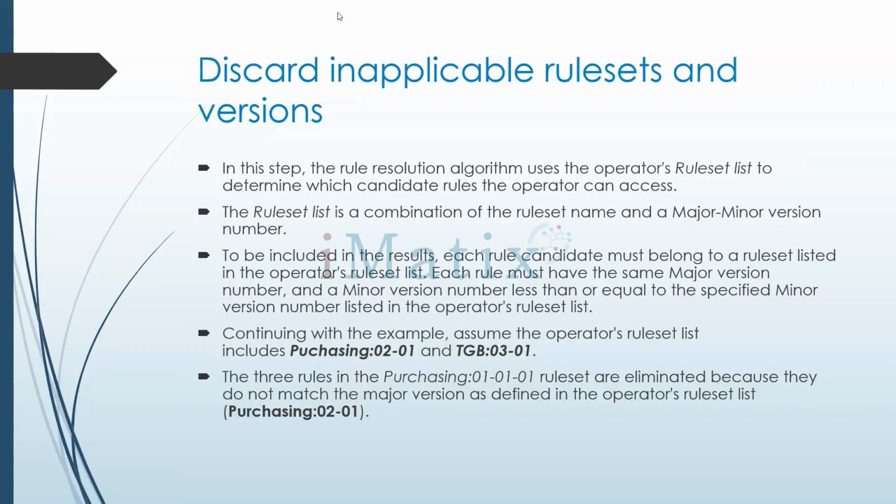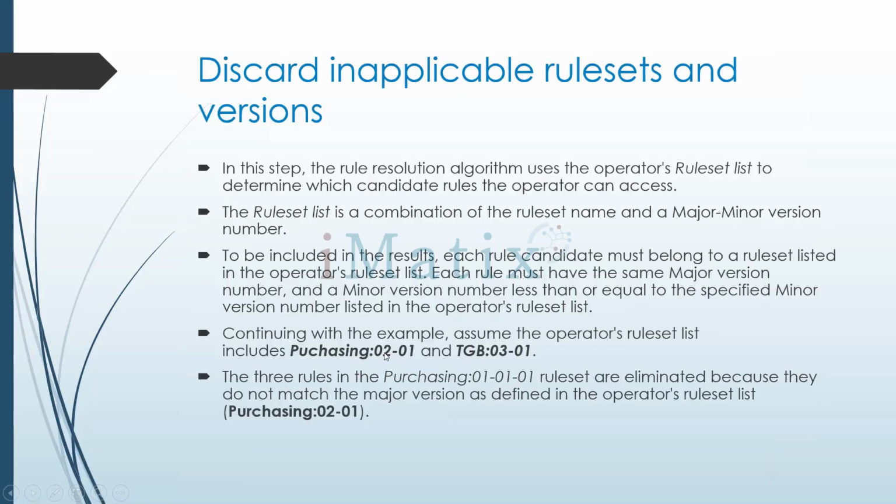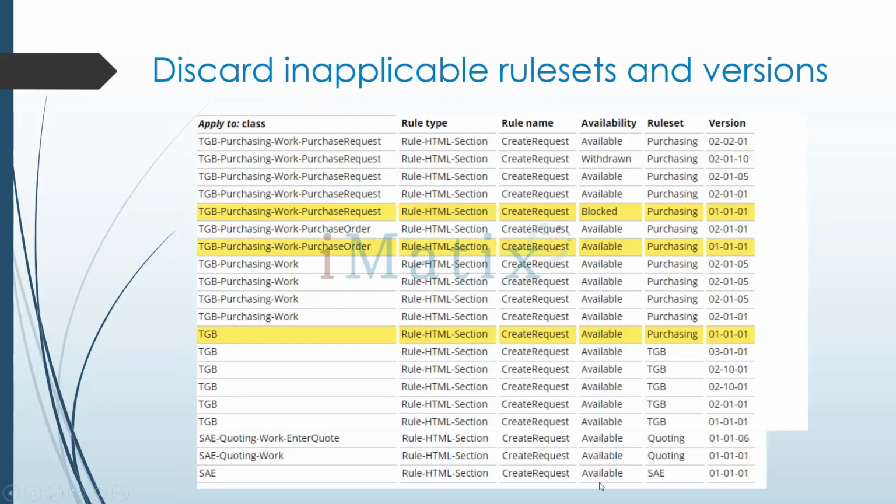I see different rule sets available here, purchasing in different versions. TGB versions are there, quoting and SCC are there. Even though the rule set is the same, the major version is different. The major version we are going to consider is O2, because for purchasing I need to look for O2. Anything other than this major version will be discarded. All the ones with O1 are discarded.